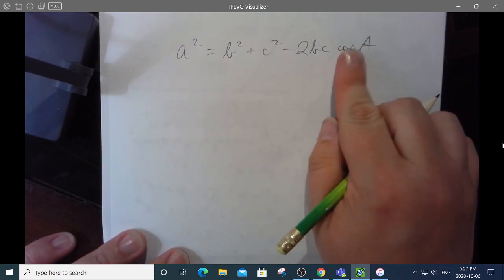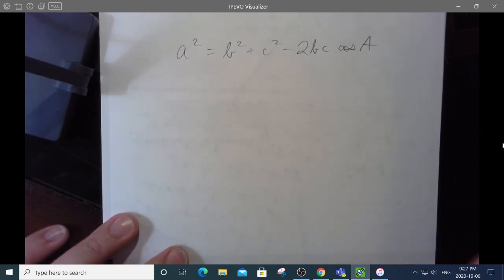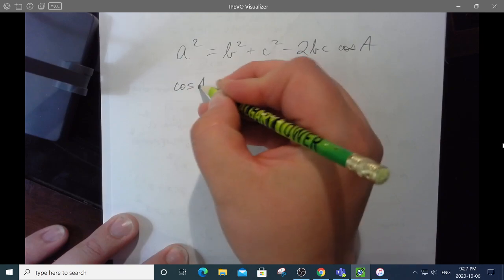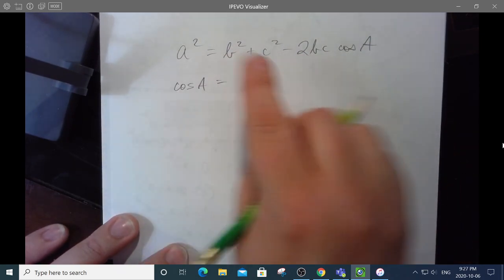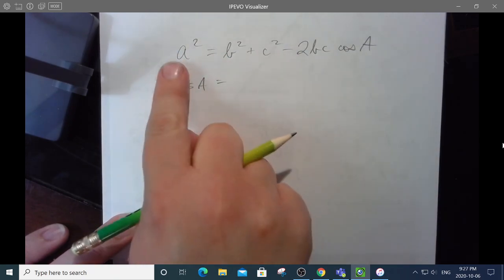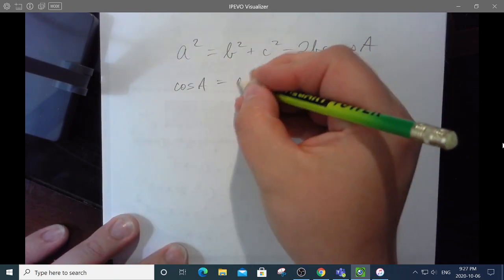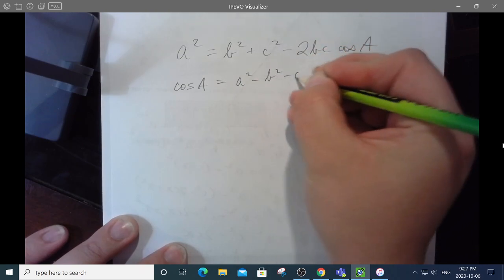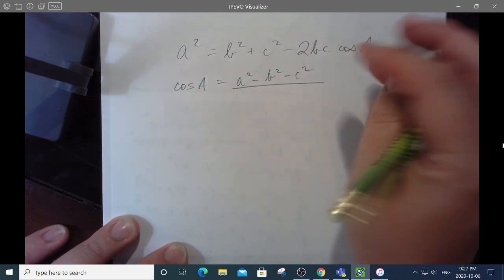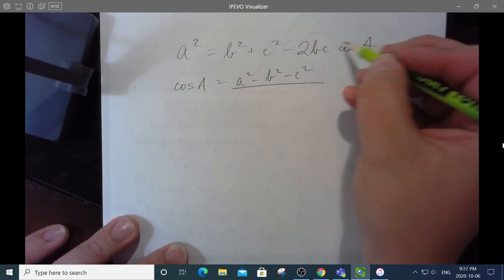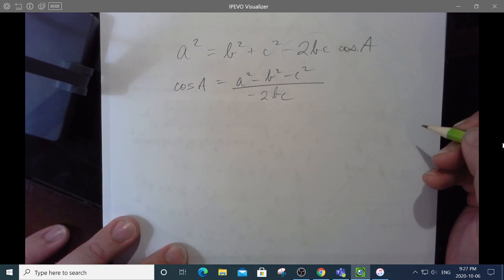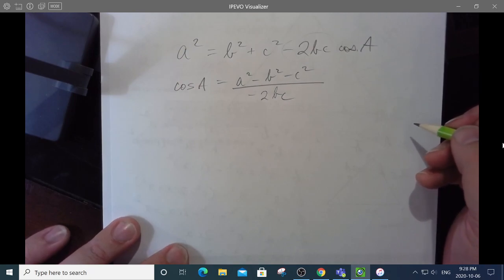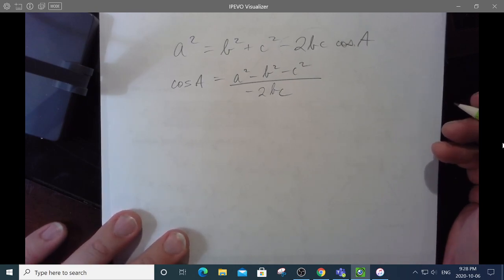What if I wanted cosine of angle A isolated? Well, how do I get all of this to the other side? I'll move the b squared and the c squared. A squared is already on the other side, but these two have to move over. So that's going to be a squared minus b squared minus c squared all over, and then this part here is multiplying the cosine of A, so I divide both sides by that. If this kind of algebra is beyond you, oh, you're going to hate the rest of physics as you go through the rest of high school.